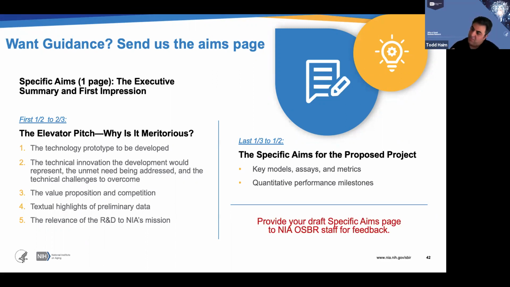Essentially, you want to be able to, in that first half a page of the aims page, tell the reviewers why is this the one that they should score the best of all the applications that they're reviewing? And then in the last third to half, you can talk about the specific aims.